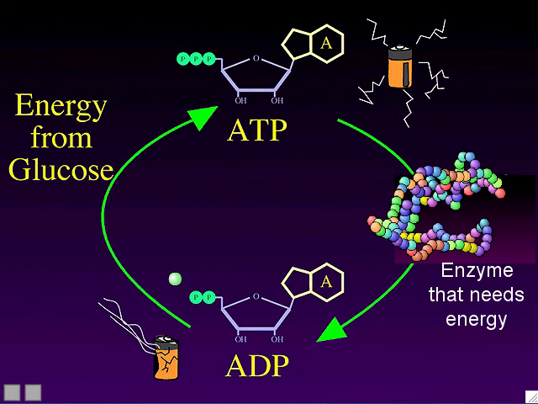Okay, but getting back to this diagram, ATP is the high energy molecule that supplies energy to enzymes and also to other proteins in the cell that need energy, and the cell uses the energy in glucose to recharge its ATP supply.